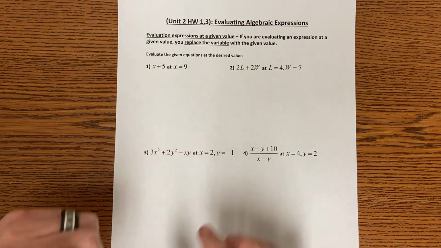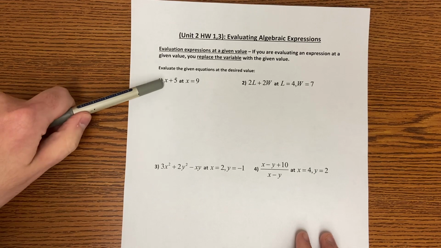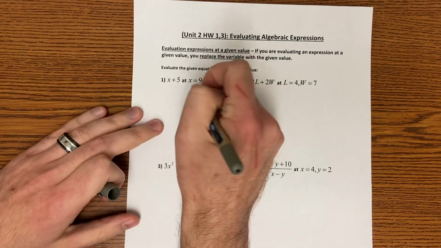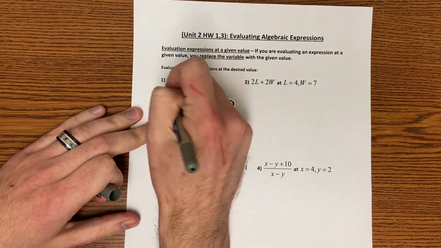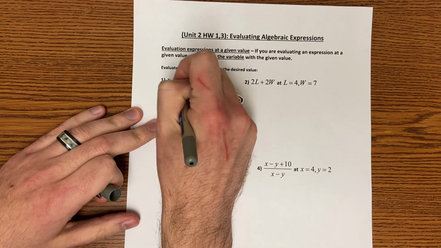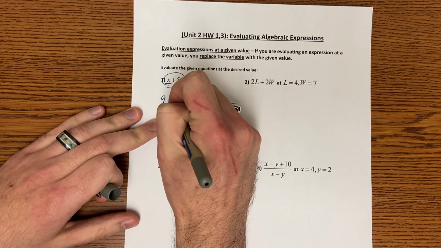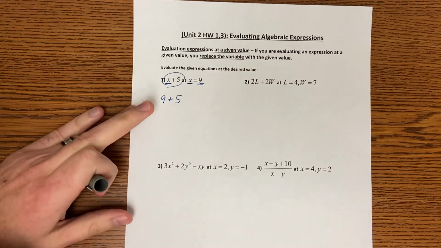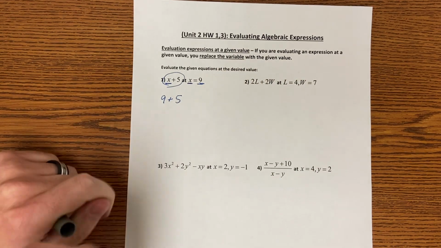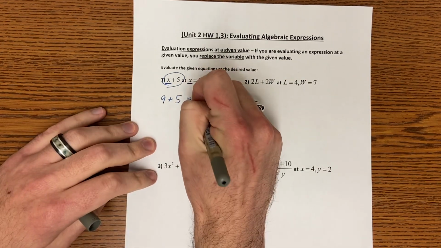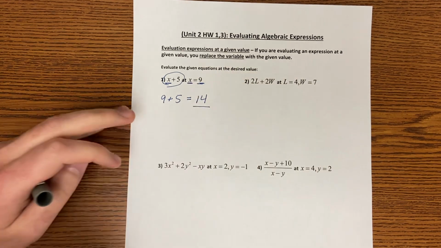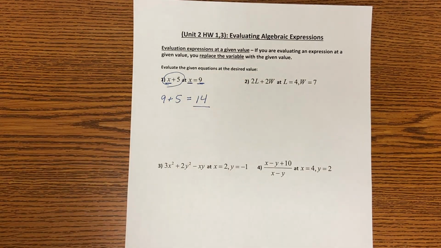For example, if it says evaluate the given expression x plus 5 at 9, you see x is equal to 9, which means you're going to replace the x in this expression with 9. So instead of x plus 5, it's now 9 plus 5. And by doing so, this should allow you to evaluate it and get an actual answer. Since 9 plus 5 is 14, this is 14.